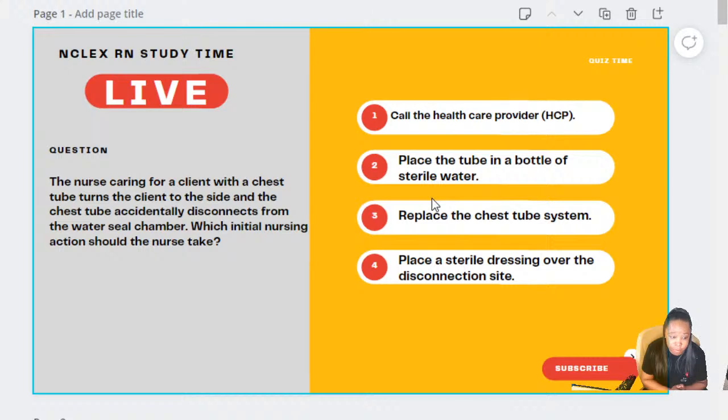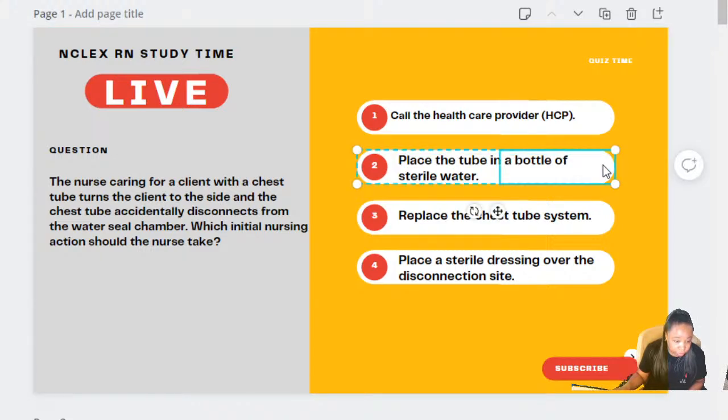If you have a different question that asks what you would do if the tube is disconnected from the patient, that will be a different story. Then you will be taking care of the site where it's disconnected from the patient. But now we are taking care of the place that is disconnected from the chamber. So you will put that tube into a bottle of sterile water. Okay, so this is the answer.